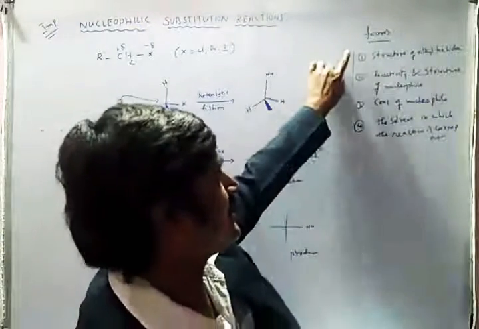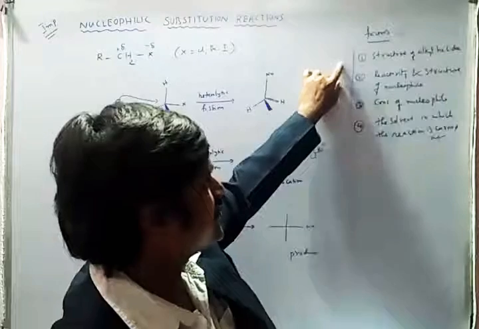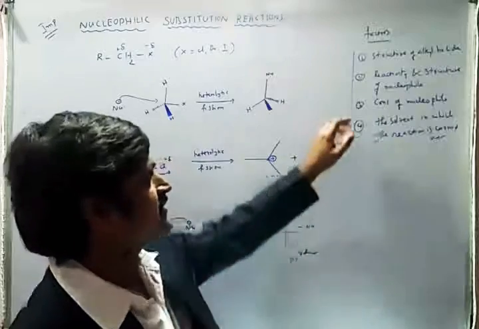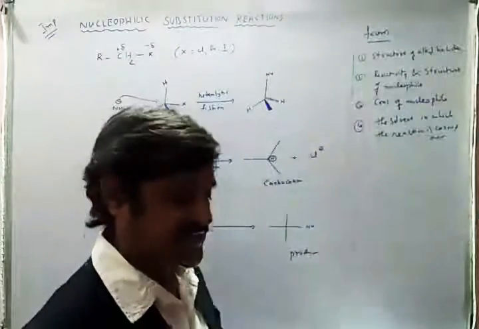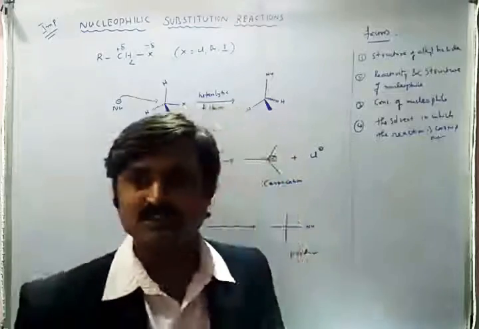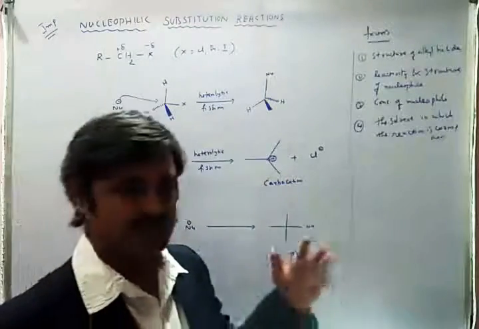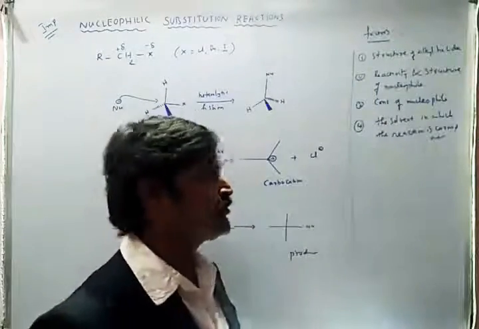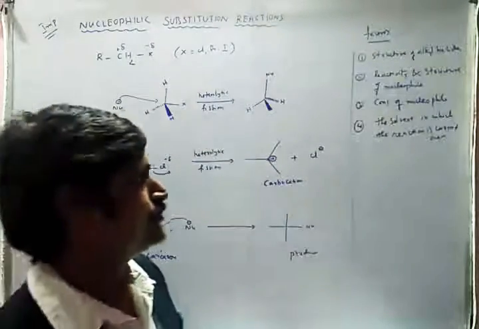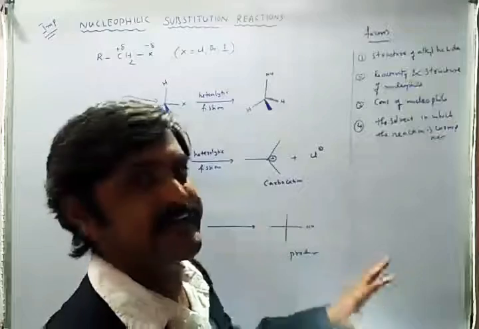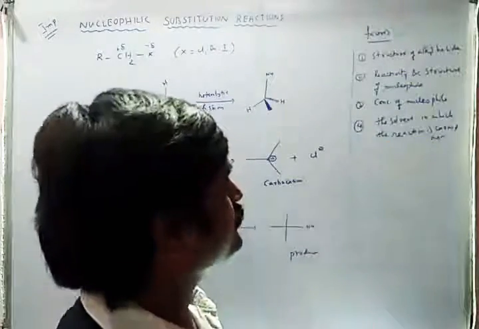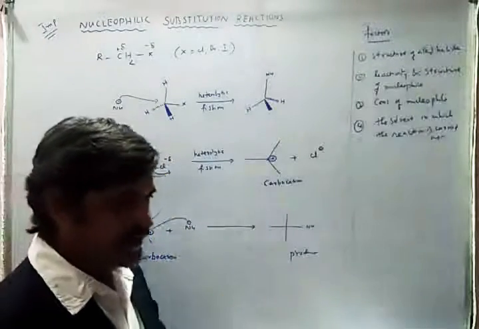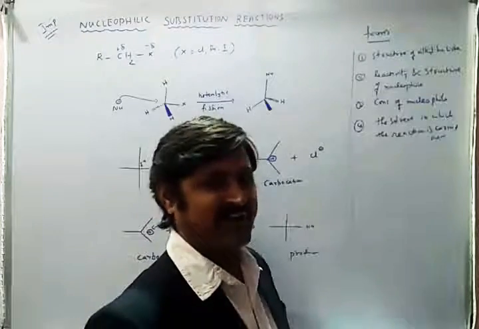Let us see the important factors which influence the nucleophilic substitution reactions of alkyl halides. The first one is the structure of the alkyl halide. If the structure of the alkyl halide is known to us, then we can decide which type of alkyl halides undergo these nucleophilic mechanisms. The second is the reactivity and structure of the nucleophile. Nucleophile structure is also important. Third, the concentration of the nucleophile, which is also an important factor.